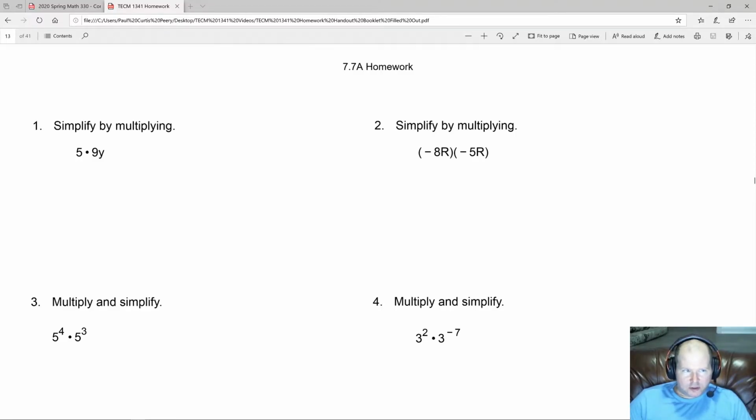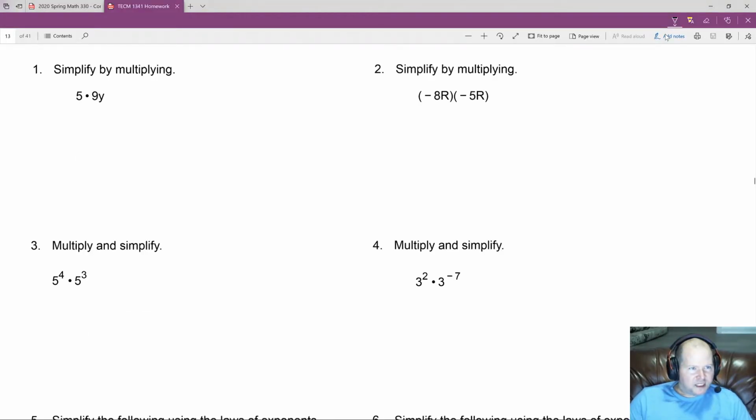7.7a homework. So in this case, we're going to multiply the 5 and the 9. 5 times 9 is 45, and then we're going to keep the y, and that's it for the first one. Second one, we have a negative times a negative, which gives you a positive, and you have 8 times 5, and you have r times r, right? So 8 times 5 is 40. And r to the first times r to the first, 1 plus 1 is 2. Or r times r is r squared.